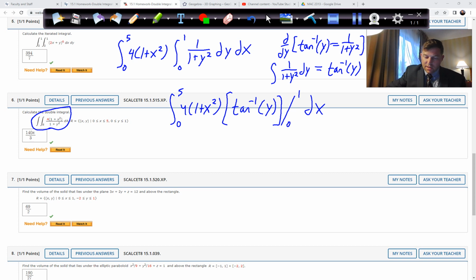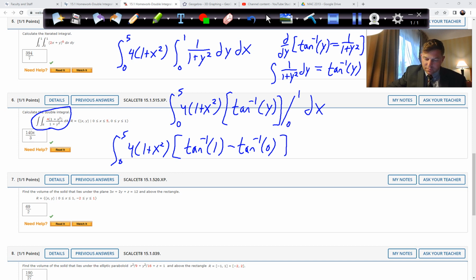Okay, arctangent, this would be 0 to 5, 4 over 1 plus x squared. This is going to be times the arctangent of 1 minus the arctangent of 0 dx. Now arctangent of 0 is 0, so that's nice, it's going to go away. And arctangent of 1, you can type this in your calculator, is pi over 4. So this is pi over 4.